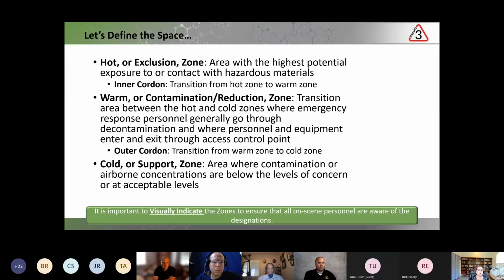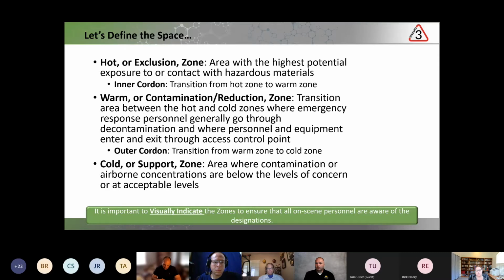For a warm zone, I'm really talking about that area where we're taking equipment in and out of the hot zone and we're going to decontaminate it. Equipment, personnel. I may have an equipment staging area in the warm zone where it just sits there and goes back in with the next entry team. If it comes out of that space to the cold zone, then it gets decontaminated. And so there's different things that go on in these different zones.